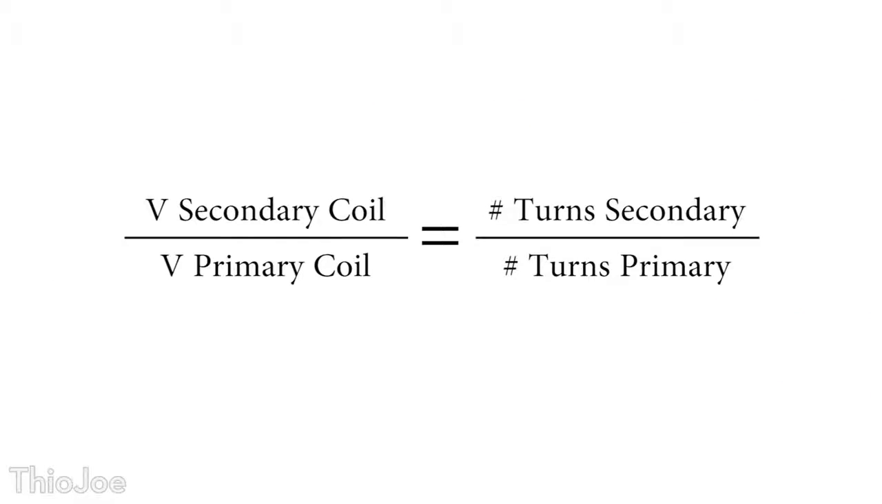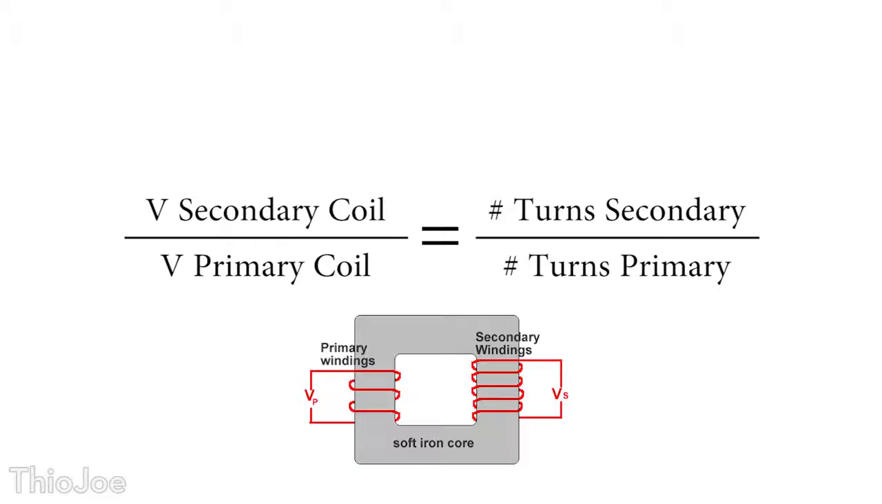The voltage in the secondary coil divided by the voltage in the primary coil equals the number of turns in the secondary coil divided by the number of turns in the primary coil. So for example, if there are twice as many turns in the second coil as the first, you're going to get twice the voltage. Let me show you.